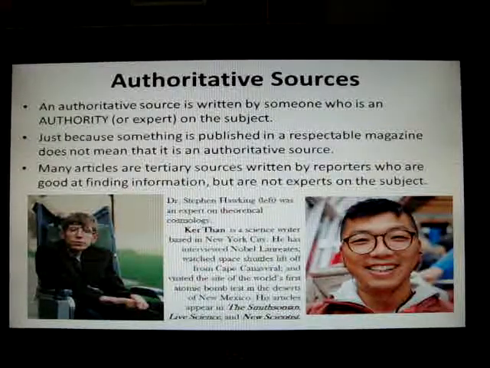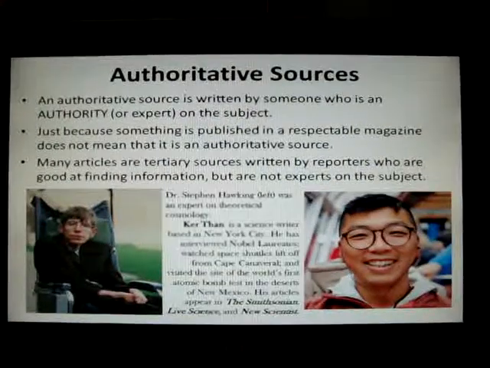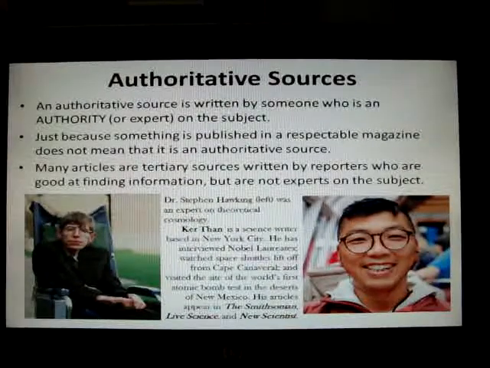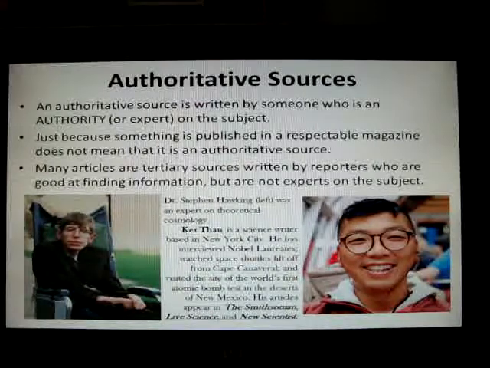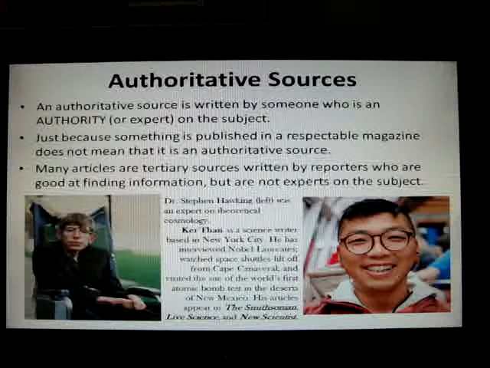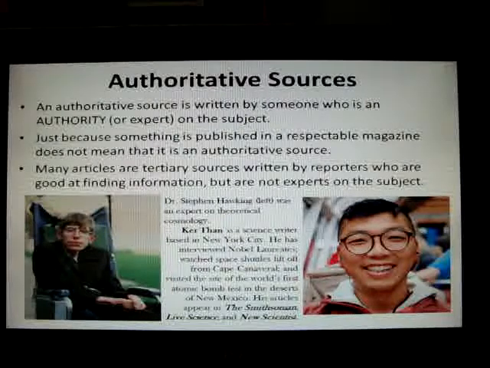You want to also find authoritative sources. Now, this doesn't matter whether you're looking at an academic source or a popular source. You want somebody who knows what he or she is talking about. So you want someone who is an authority, someone who is an expert on the subject. Just because something has been published in a respectable magazine doesn't mean that an authority wrote it. You want to be sure that these people have done their research or have actually lived and breathed this subject.